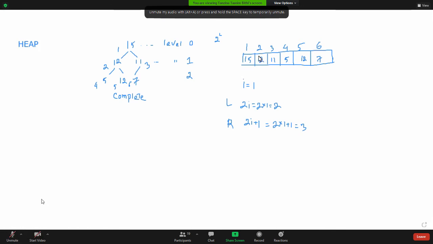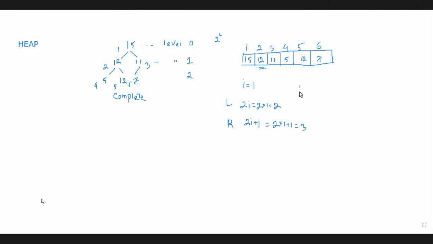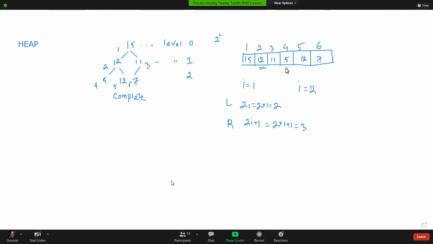Okay, so can you tell me which one is the left child of 12? So now I equals 2. The position of 12 is 2. So its left child will be in the position 2i. So now 2 into 2 equals 4. So 5 is the, look at the tree, 5 is the left child of 12.